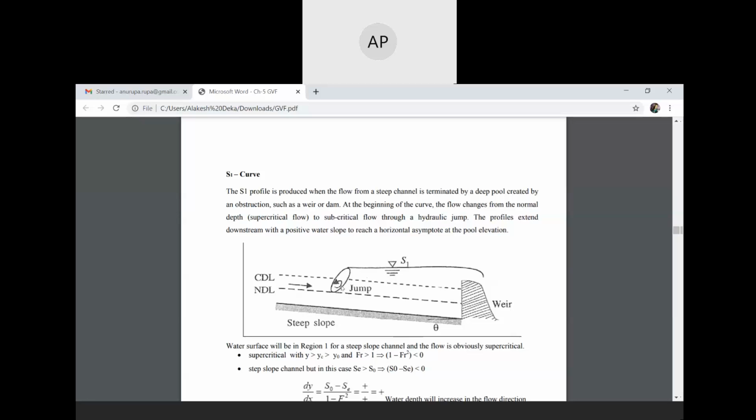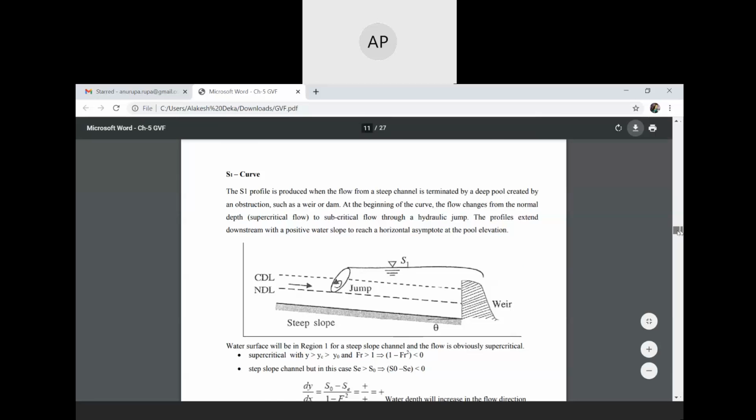See, I will discuss about jump in RVF chapter. Okay, I will discuss what is hydraulic jump in the next chapter. Okay, next chapter, that is your RVF, rapidly varied flow.